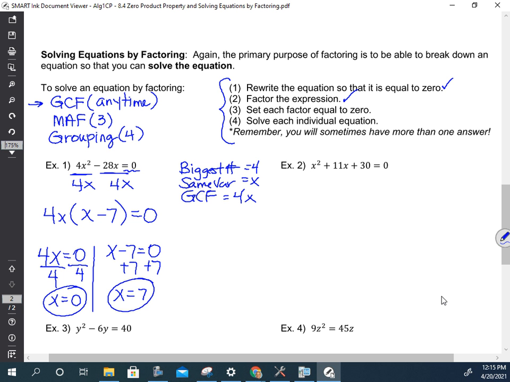I don't know what to tell you. Any questions on example 1? Any questions at home with example 1? Good? That's cool. Not good? Then say something.